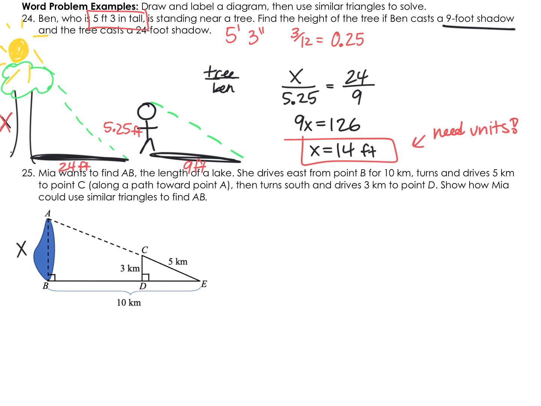Show how Mia could use the similar triangles to find AB. Okay, to find AB is that length right there. So if you go to set this up right now, the problem is, we'll highlight these.